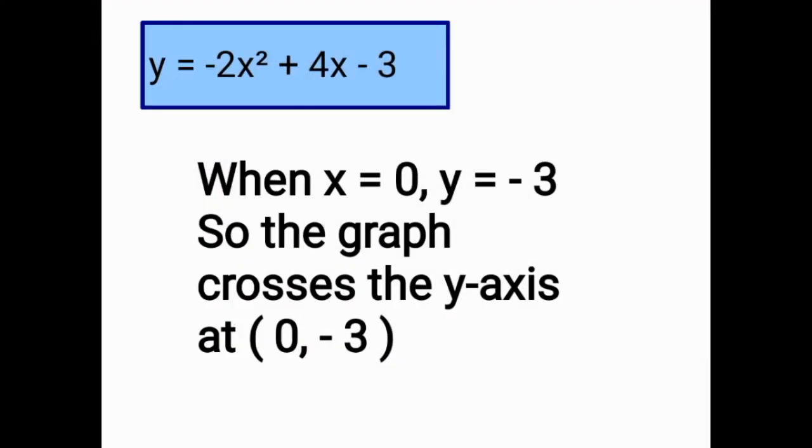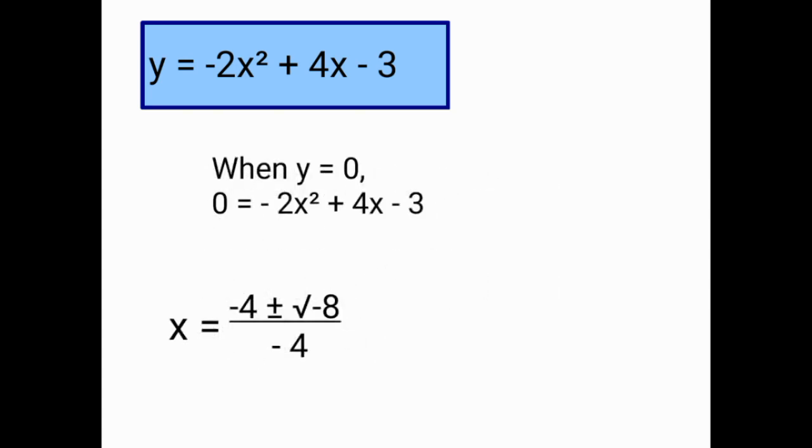y equals minus 2x squared plus 4x minus 3. When x equals 0, y equals minus 3, so the graph crosses the y-axis at minus 3. To find the coordinates in which the graph crosses the x-axis, set y equals 0. You cannot factorize this, so use the quadratic formula to find the roots of minus 2x squared plus 4x minus 3 equals 0.